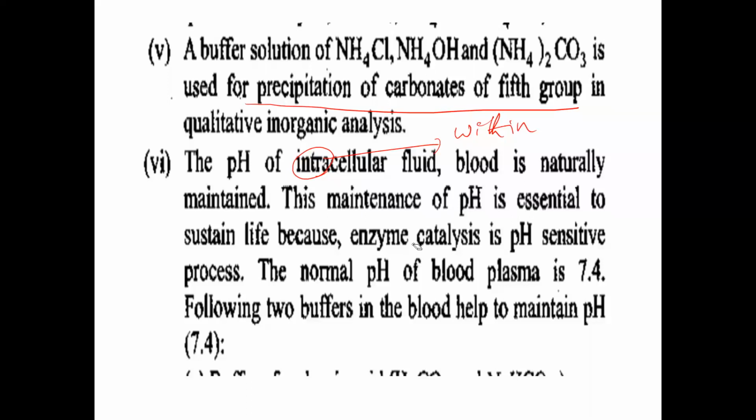Because enzyme catalysis is a pH sensitive process. Enzyme catalysis is what here? The pH sensitive process, meaning what here? Every enzyme will function properly at a particular pH value only. When there is a large change in the pH value of the body, the enzymes cannot work properly. That means enzyme catalysis is a pH sensitive process. So the normal pH of blood plasma or blood is 7.4.